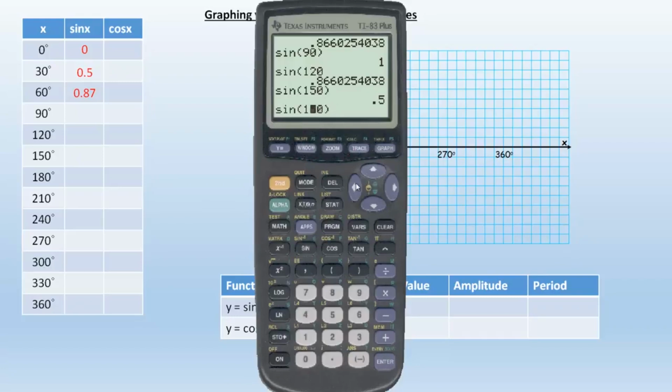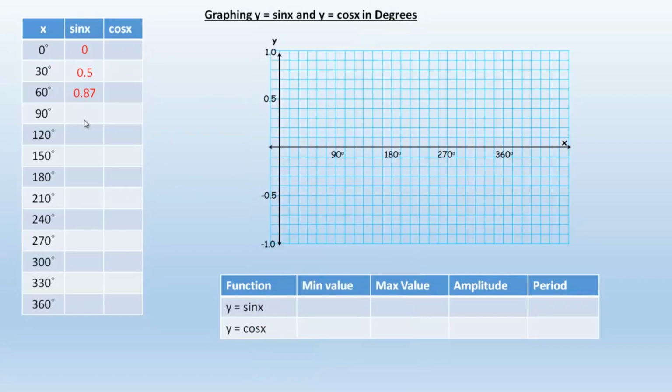And then let's do 180. Okay, so remember, that's going to be a 1 there. So back down to 0. So that's going to be 1, 0.87, 0.5, and we just did 0.